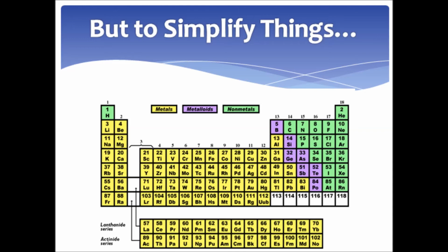Now there actually is a simpler way to do things. Instead of dealing with all those different colors and groups, we've broken it down to simply 3: metals, nonmetals, and metalloids. And now we're going to look at these 3 in more detail.